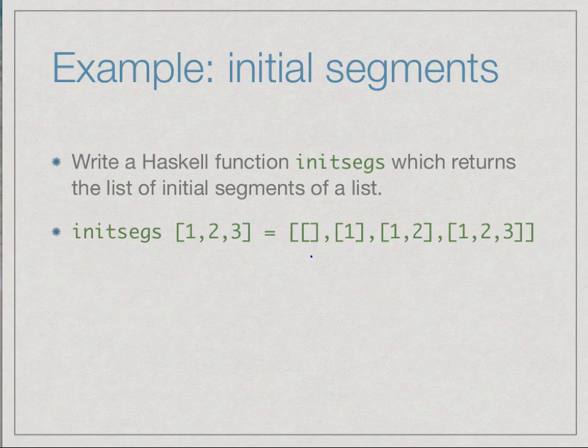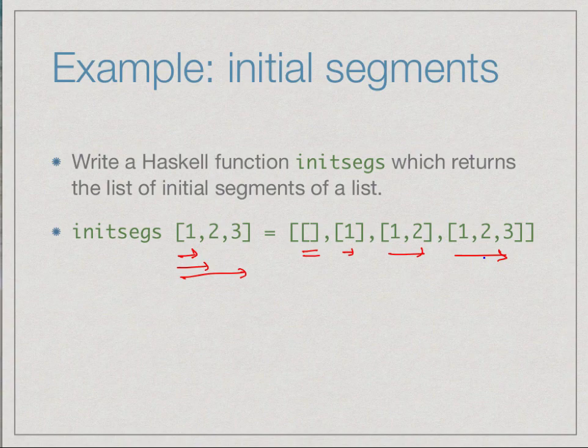So the first prefix is always the empty list. Then we can have the prefix up to 1, which is the list 1. Then we can have the prefix up to 2, which is the list 1, 2. And finally the list itself, which is 1, 2, 3. Right? So these are all the initial segments. Starting from the beginning, stopping before position 0, before position 1, before position 2, and so on, up to taking the entire list.